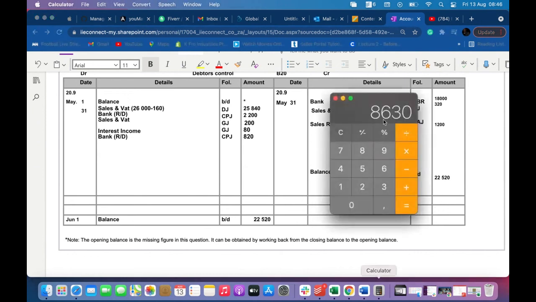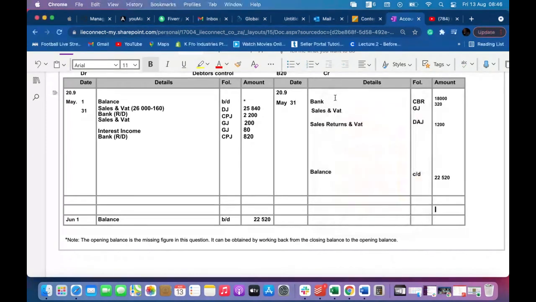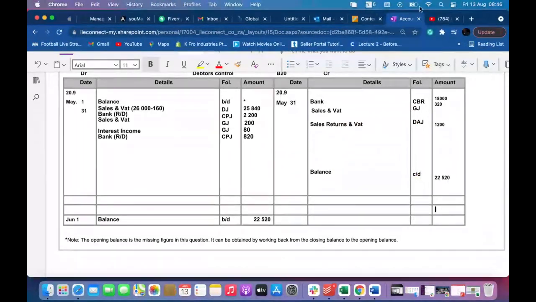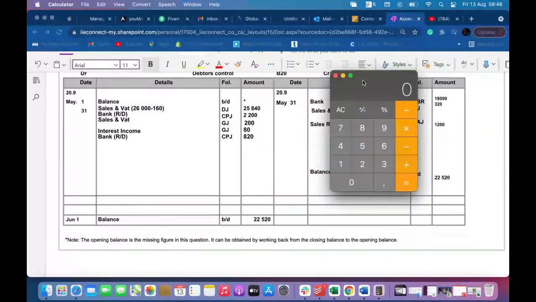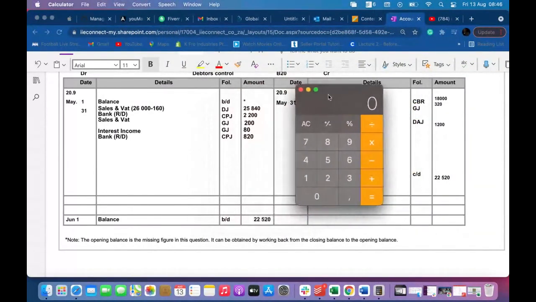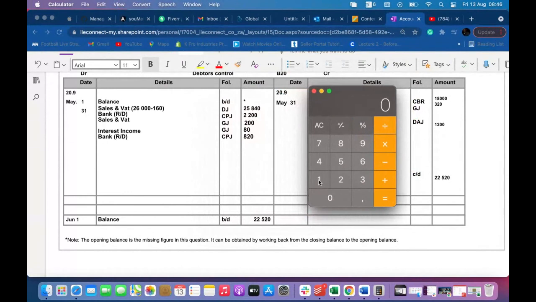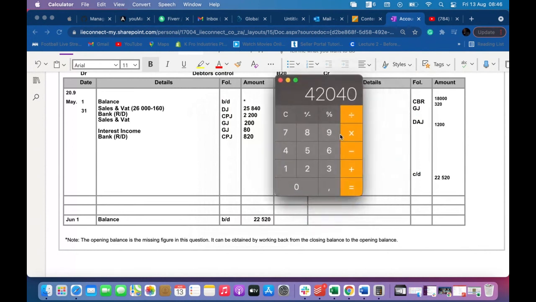All right, so again, let's pull out the calculator. Let me close that, and then okay, let's add those amounts. So 18,000 plus 320 plus 1,200 plus 22,520. Okay, we get 4240.